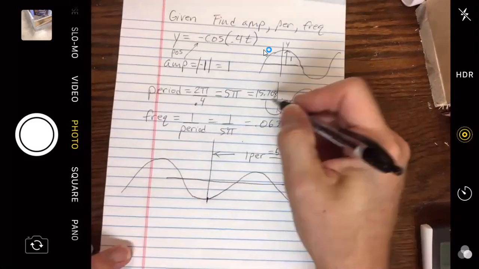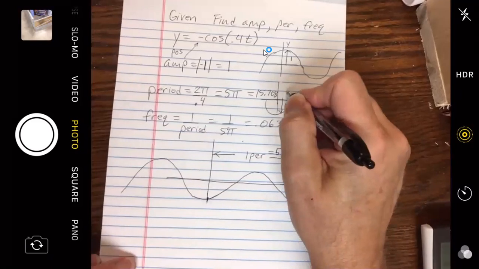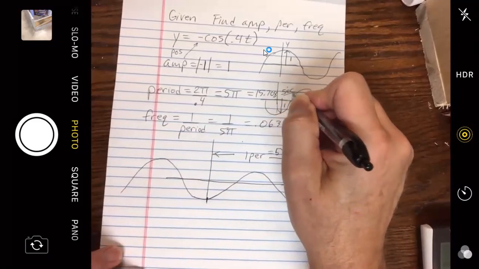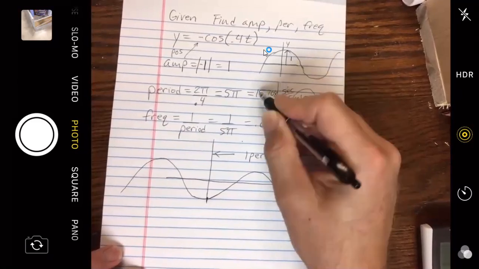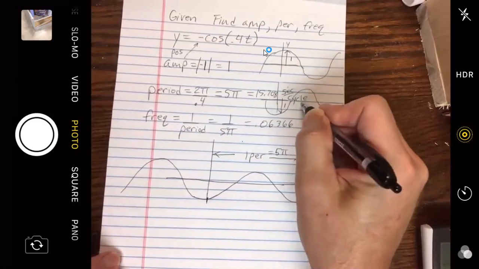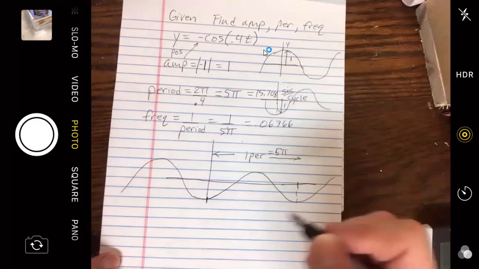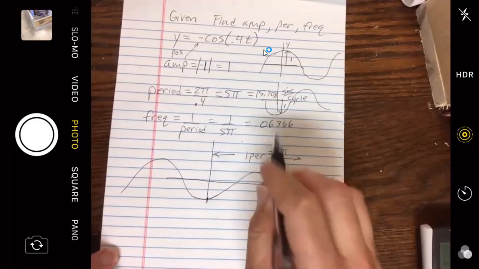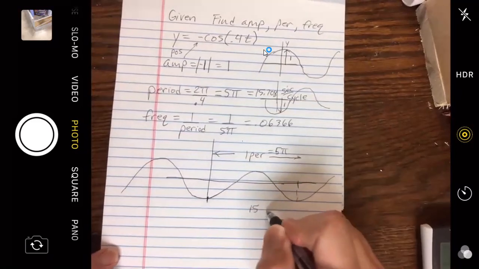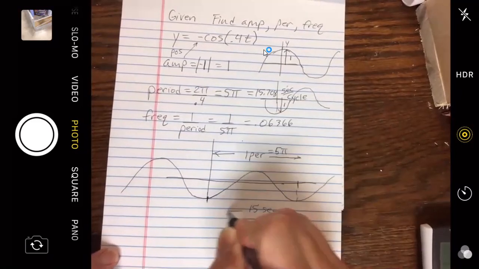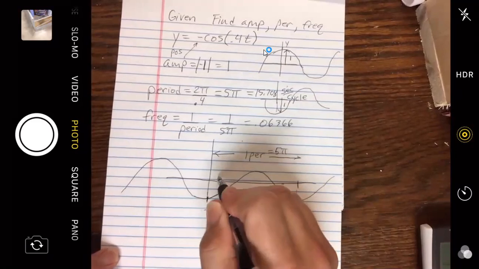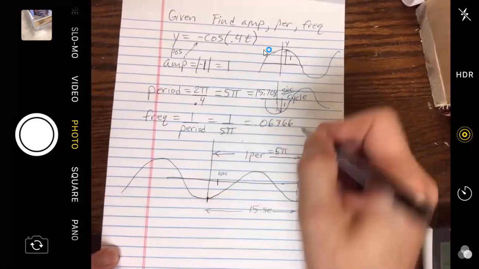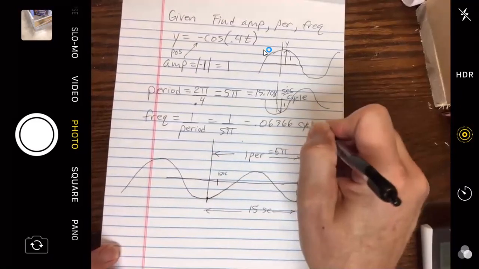Think of a period as the time for 1 cycle. This is in, say, seconds per cycle. So it takes 15 seconds in 1 cycle. Our frequency stretches it back to 1 second. This takes 15 seconds. If you go back to 1 second, you're getting 0.03. This is in cycles per second.